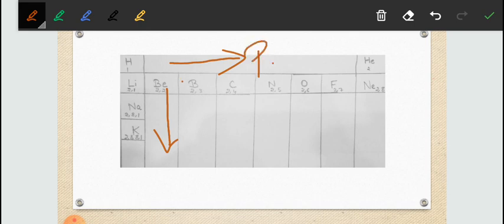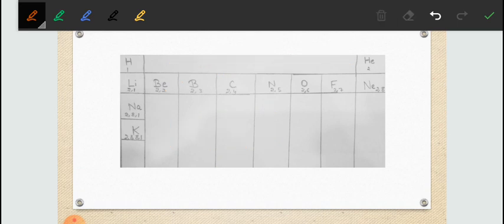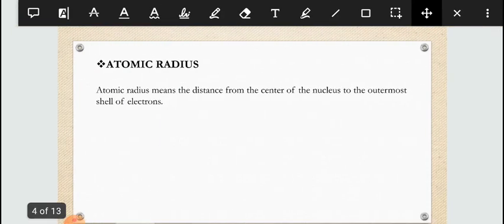This is the period, and this is up to down. This is the group. So you can say this from left to right is known as periods, and up to down is known as group. So let's start with the very first property, that is atomic radius or atomic size.